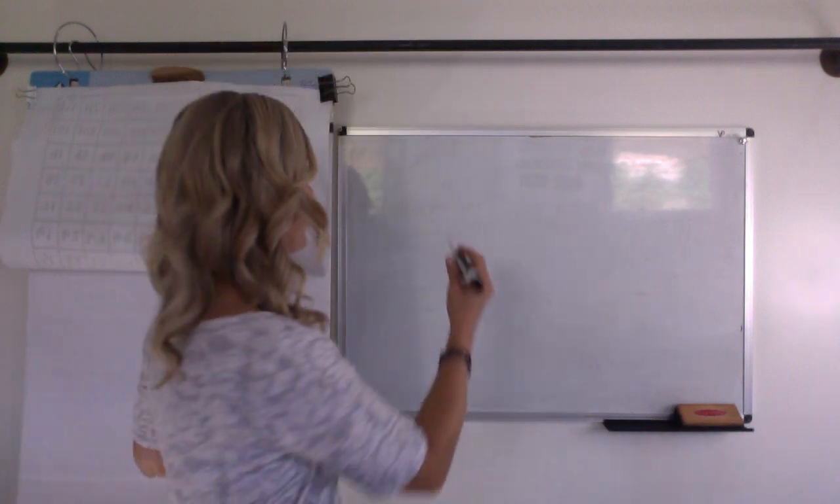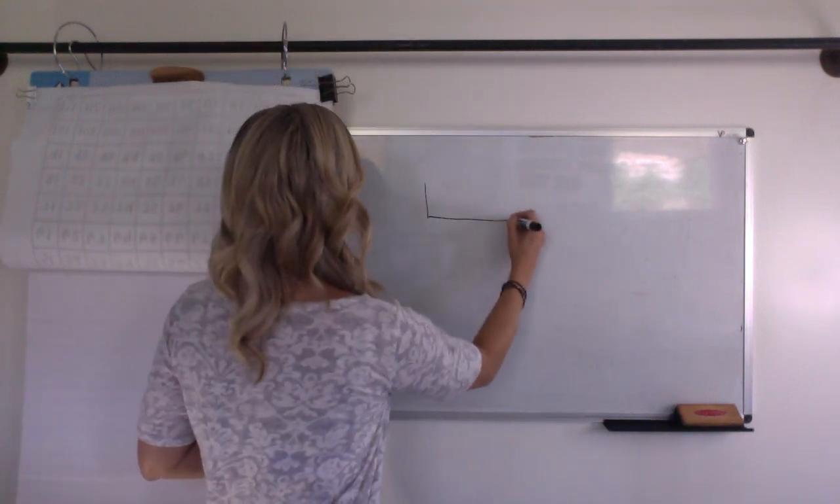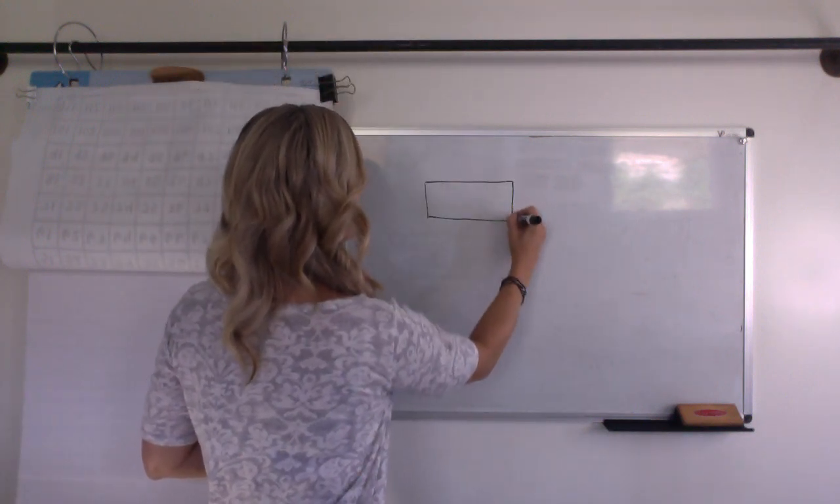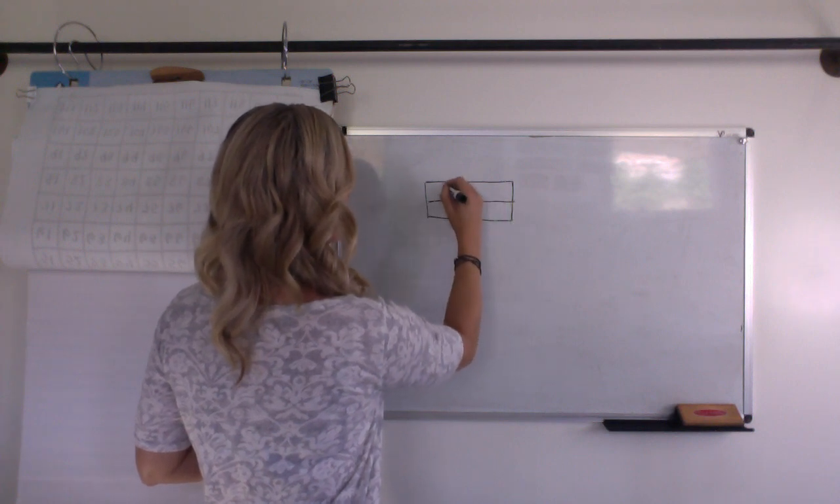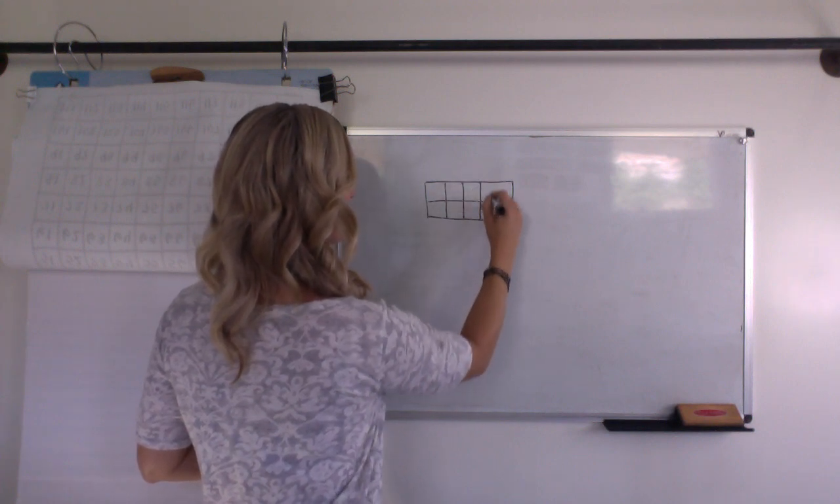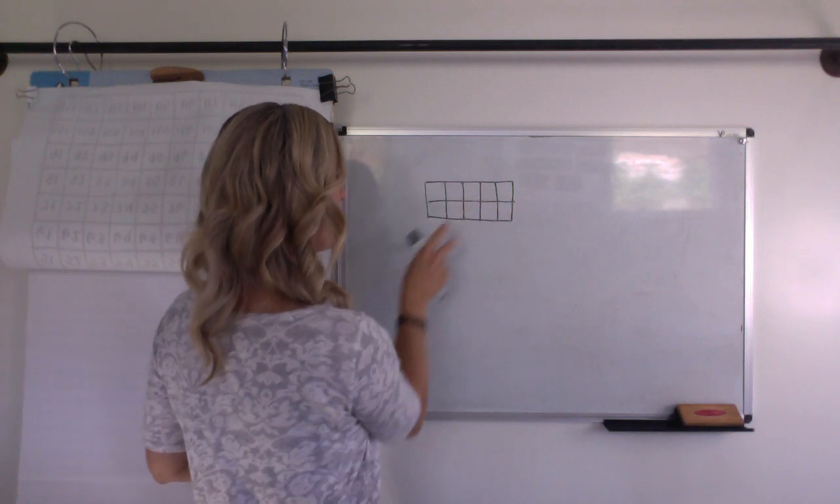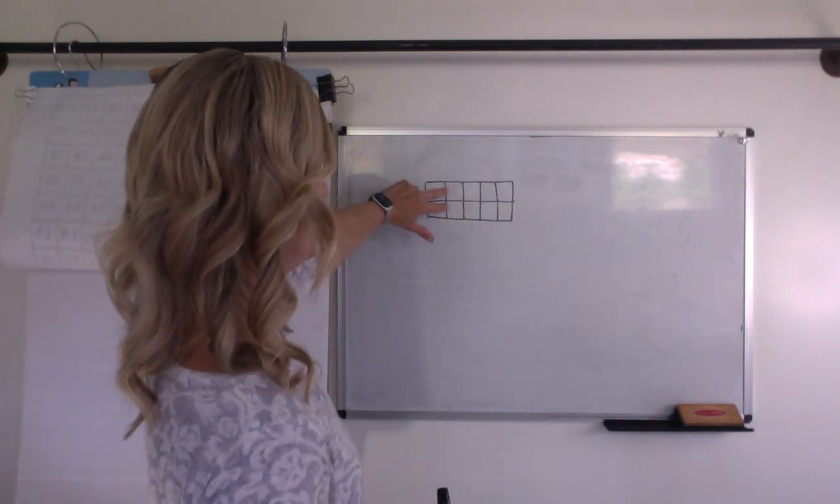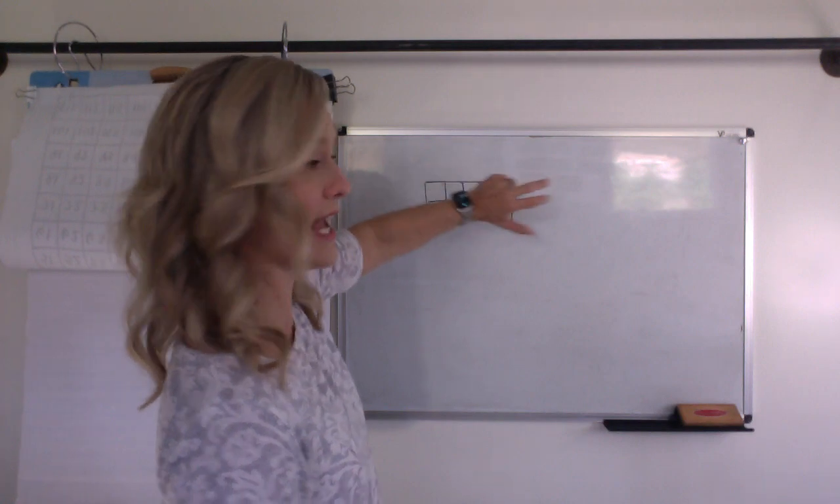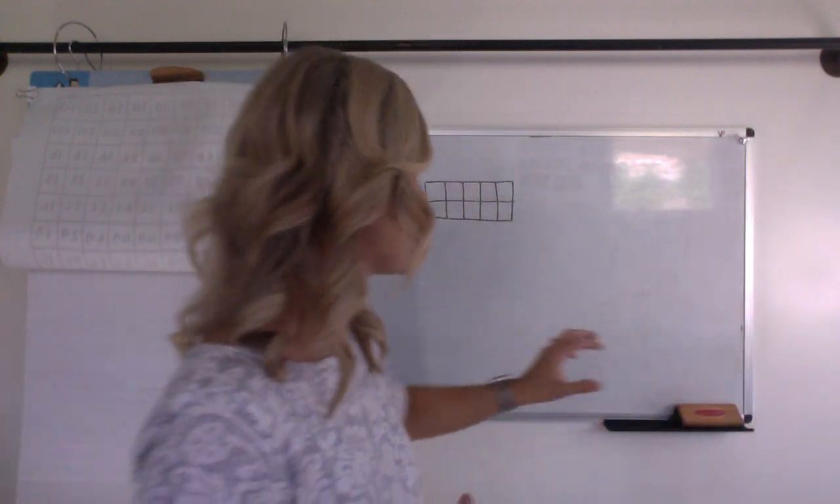Do you guys remember 10 frames? Let's take a peek at one before we start. A 10 frame looks like this. It has 5 on the top and 5 on the bottom, or you could count them like this: 2, 4, 6, 8, 10. There are 10 spaces. I have 10 frames in my head all the time, so maybe you'll think about those as well.